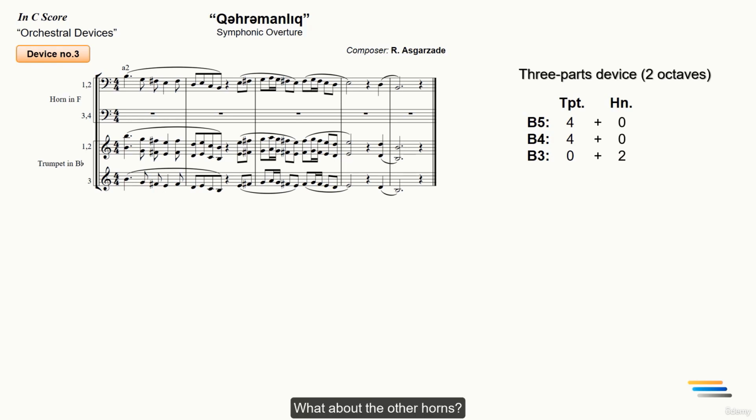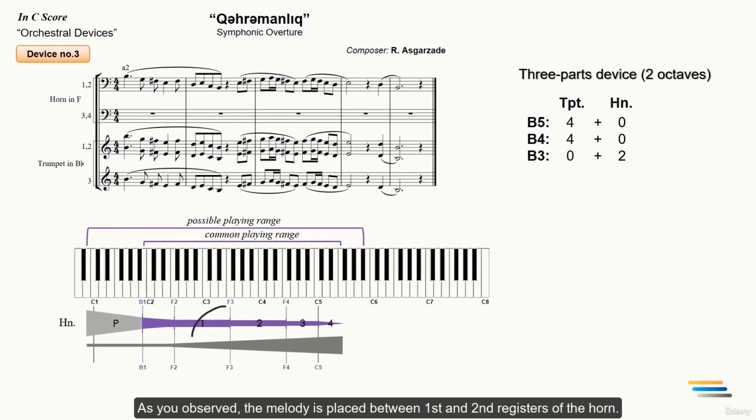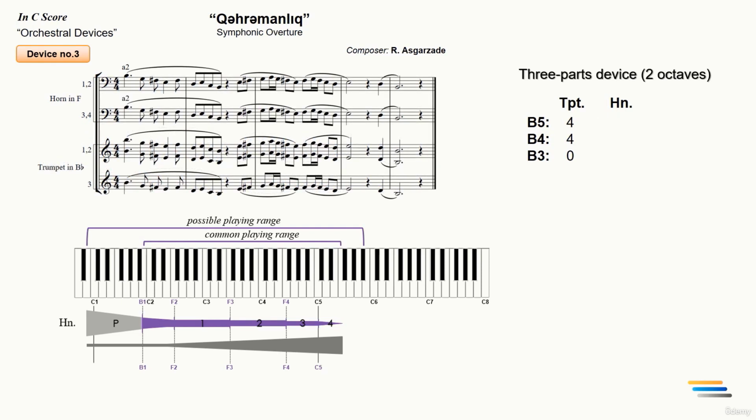What about the other horns? As you observed, the melody is placed between the first and the second registers of the horn. This range of the horn is not as strong as the second and the third registers. In addition, considering the medium register of the trumpet has been doubled by 2 trumpets, the horn part can also be reinforced against them.